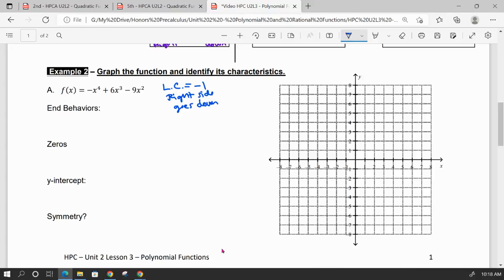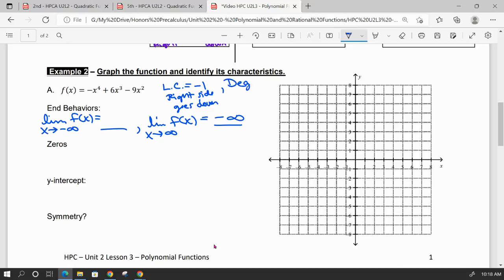When you're describing end behaviors, you usually describe the left first and then the right. So I would say the limit as x approaches negative infinity of f of x equals blank, and then the limit as x approaches positive infinity of the function f of x equals blank. Since your leading coefficient is negative, I know the right side is going to go down. So the limit on the right is negative infinity.